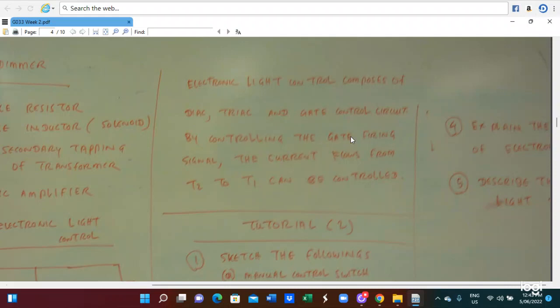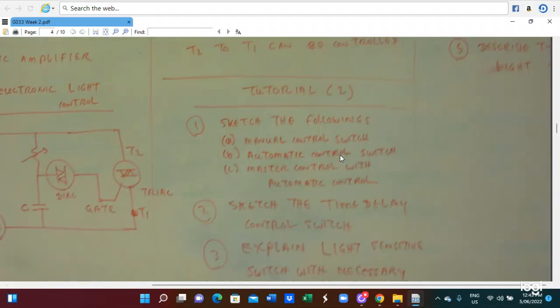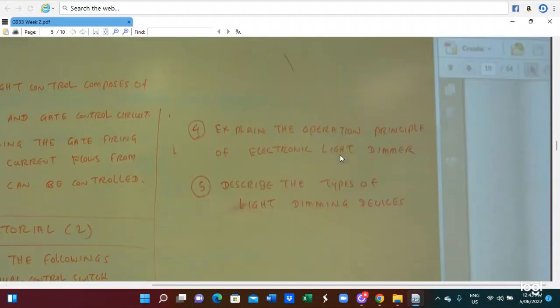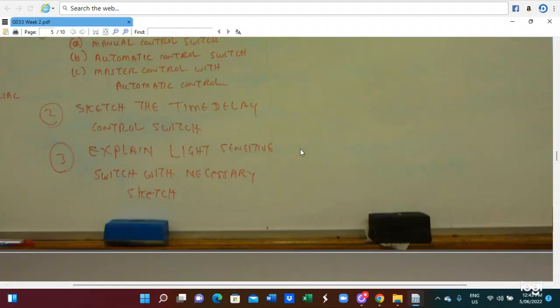By controlling the gate firing signal, the current flow from T2 to T1 can be controlled. And after that, you have to do the exercises.